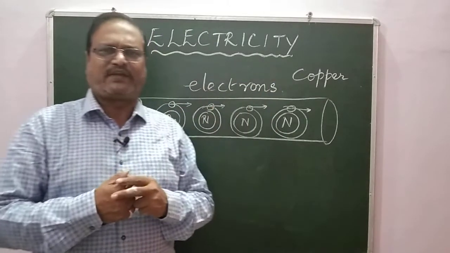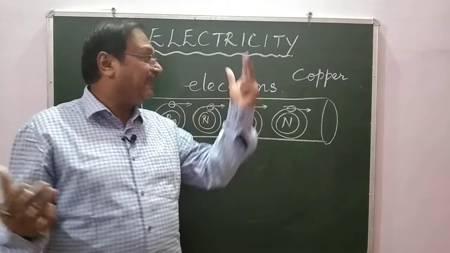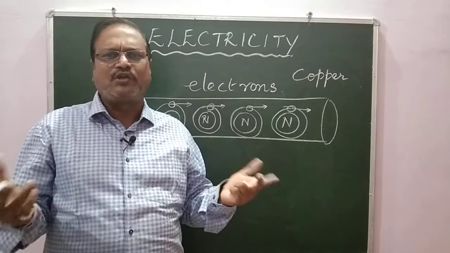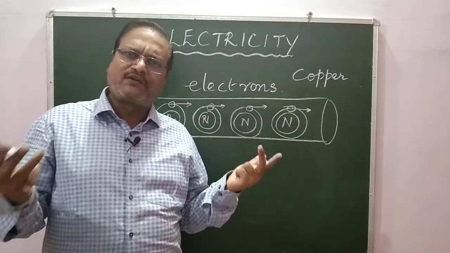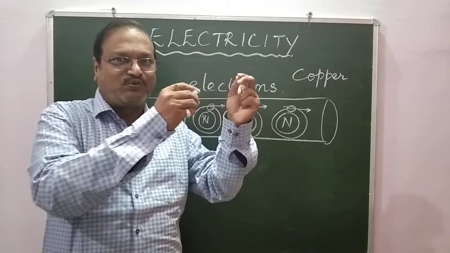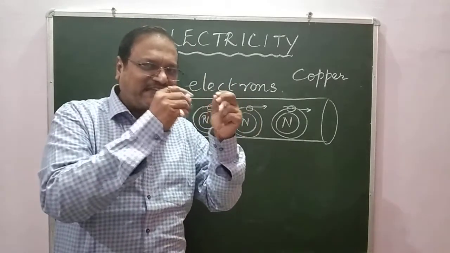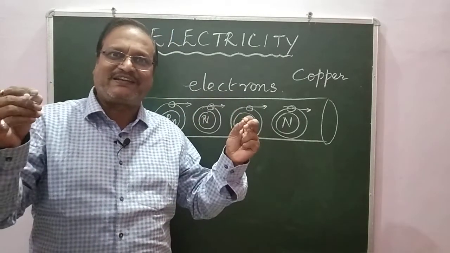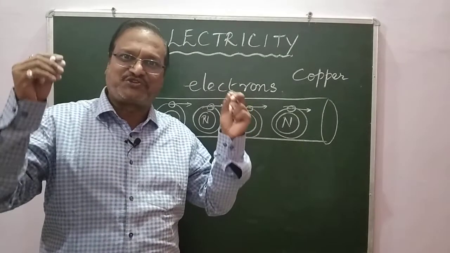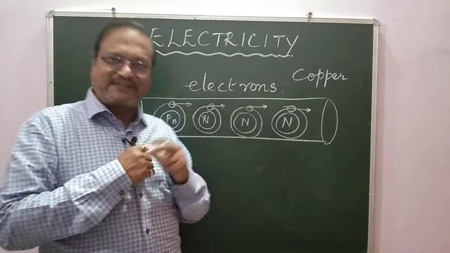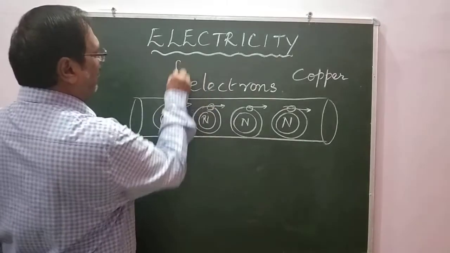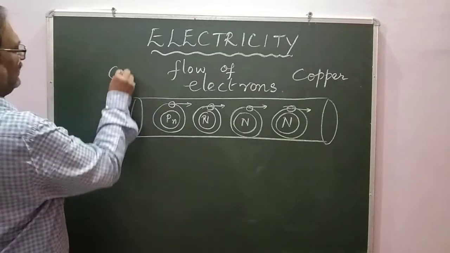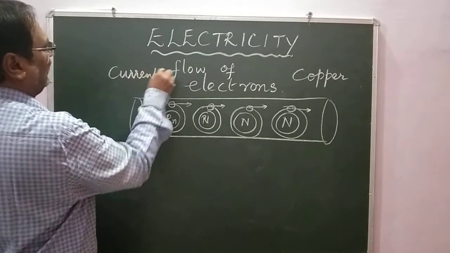Copper wire, aluminum wire. Aluminum wire will have aluminum atoms. Again, aluminum atoms have so many protons, so many neutrons, so many electrons, right? And the electrons will move. The movement of electrons, that is called current. That is called electricity. You understand? The flow of electrons is called current. Current is flow of electrons.